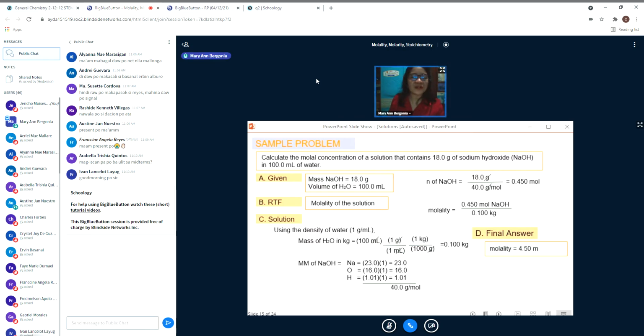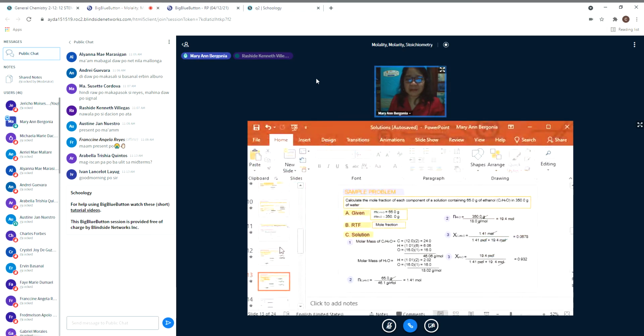Questions pa po? Nagigets po ba natin yung problem? Meron kayong hindi naintindihan or mga values na nagtataka kayo kung saan ang galing? Ma'am, yung formula po. Gusto ko na po ulit makita. Sige po, ito po yung formula natin.